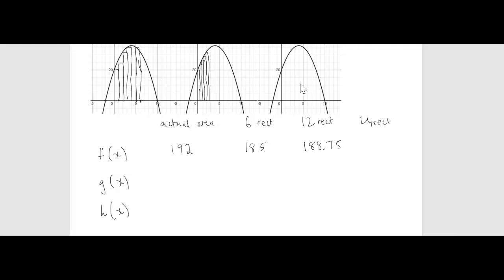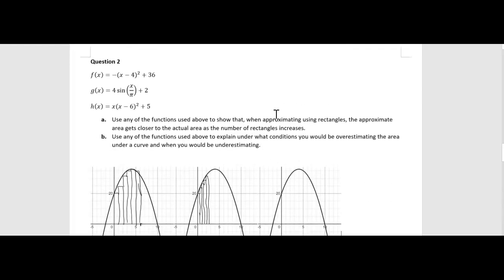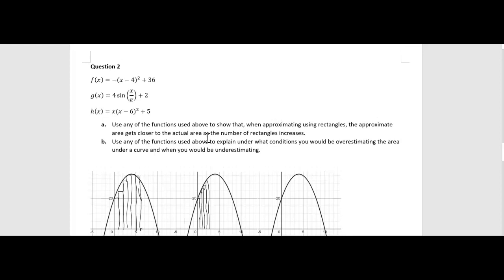And then if I was to do 24 rectangles, which I'm not going to do because it's going to take forever, obviously that would be closer to 192. Then you could go and do g of x exactly the same way. Again, I wouldn't choose this many rectangles. It's going to take you forever to do. And with the question, it says use any of the functions. So if you're short on time, just do one.